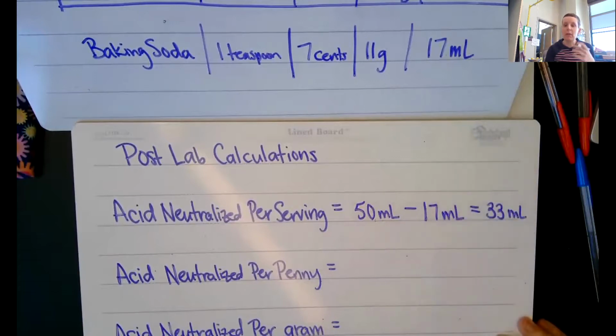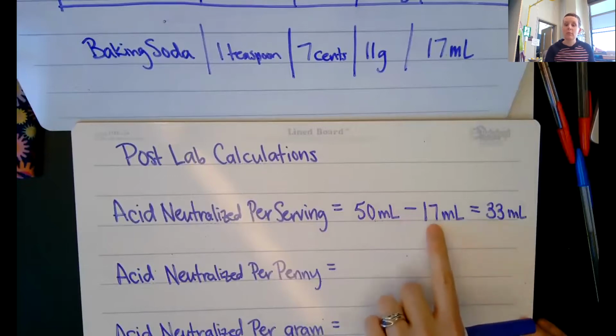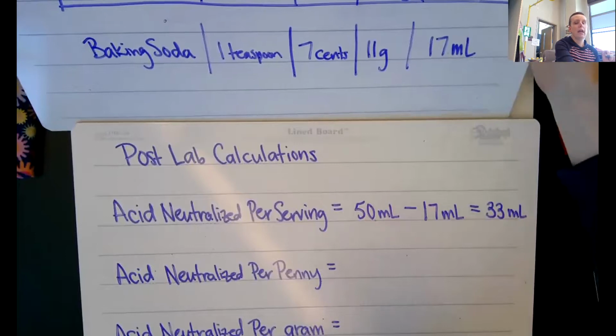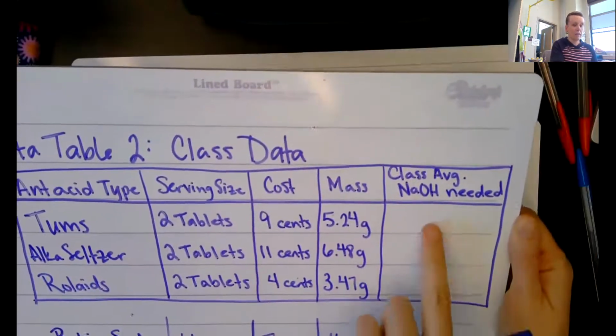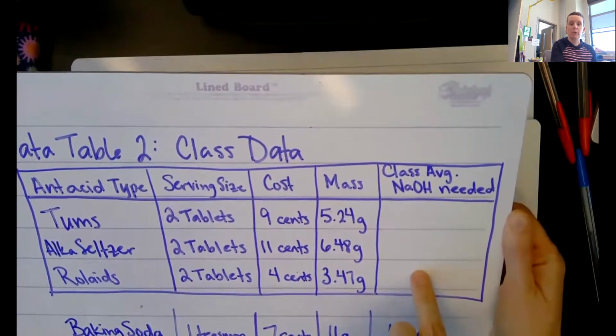Okay, so when I put the baking soda in, 33 milliliters of the acid was neutralized. 17 milliliters was not, so we needed 17 milliliters of base to finish it, and that's why this equation works. So you're just going to take 50 minus whatever average you have in this column, and that'll tell you how much acid was neutralized per serving.